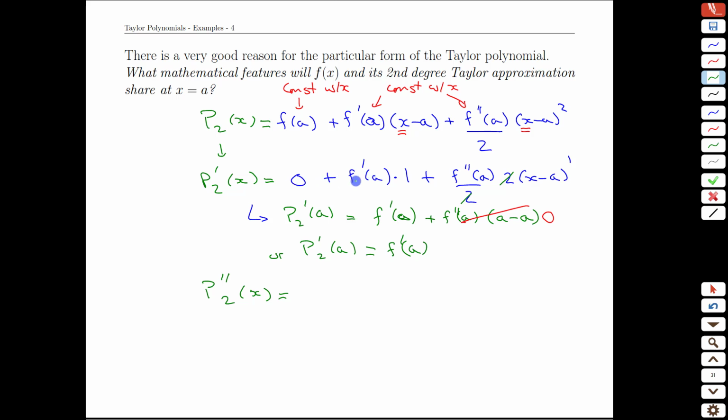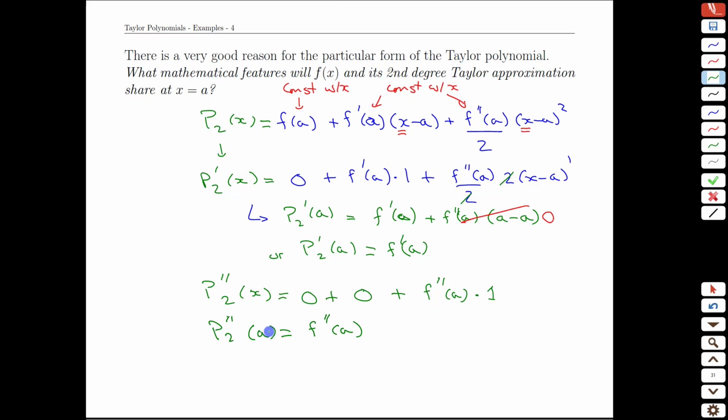If we go down, here's our function in general. We take the derivative of 0, we get 0. We take the derivative of f prime of a. Remember, a is just a constant, so we get a 0 there. And we take the derivative of this term, f double prime of a is a multiplier of x. And so we just get that times 1. Well, that's just f double prime of a.